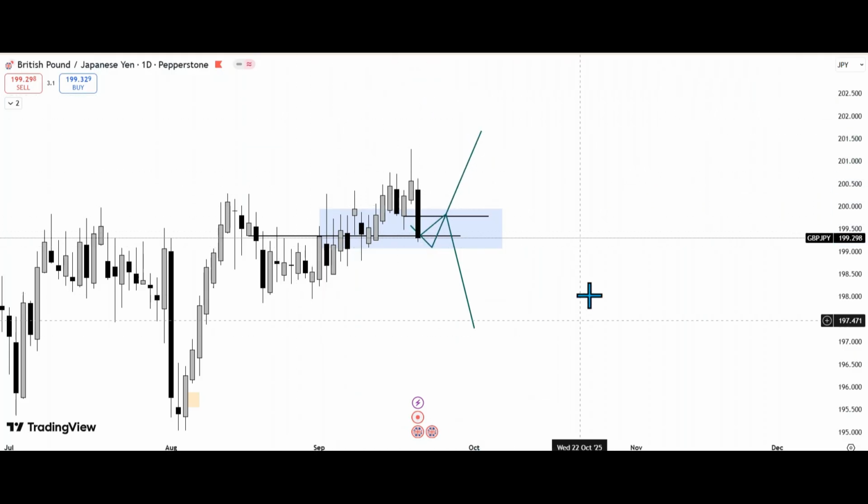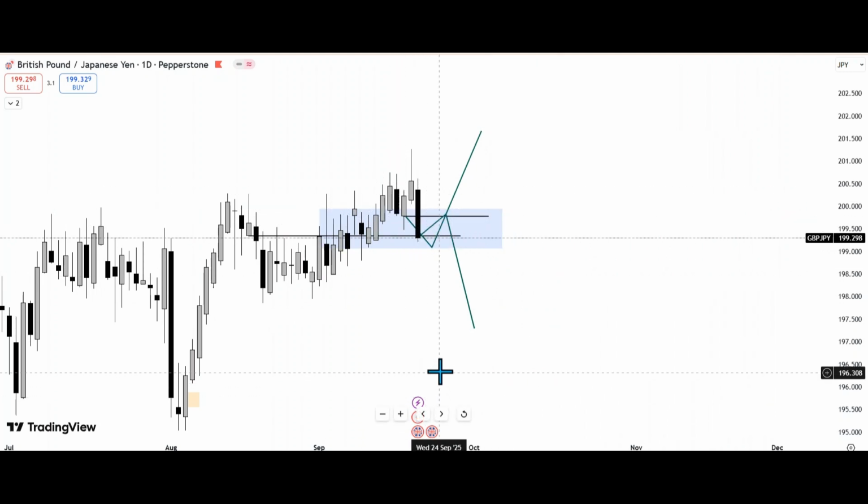So right now what I'm watching is also the yen basket, because you can see on the yen basket, we had that sell side liquidity. There's also a possibility that price might sweep that liquidity and then we get a reversal. In that case, if that happens, you should also be anticipating that this change in state of delivery might be used to push price lower for GBPJPY.